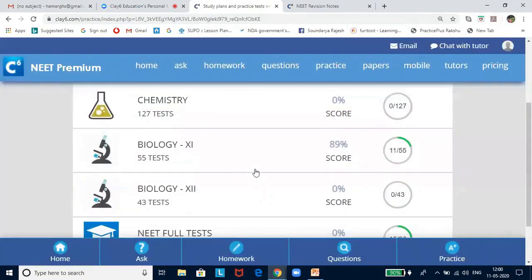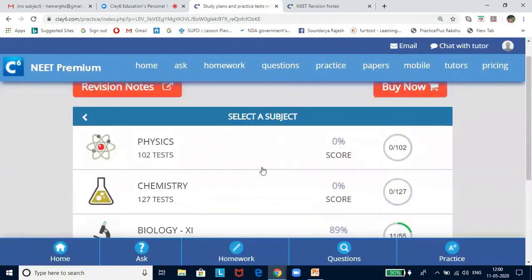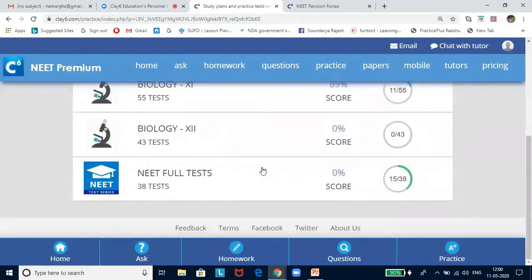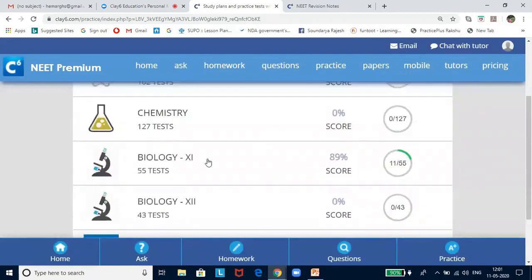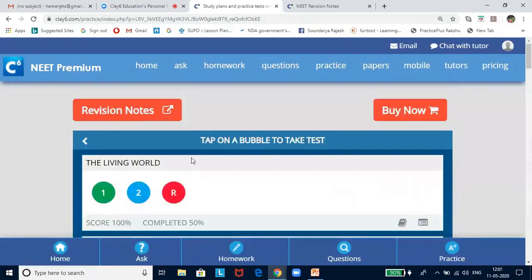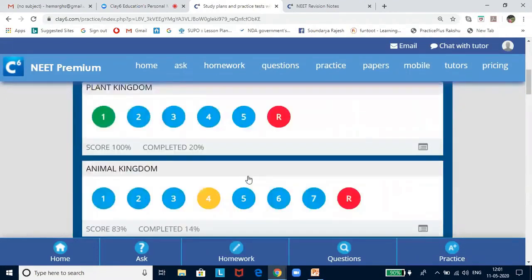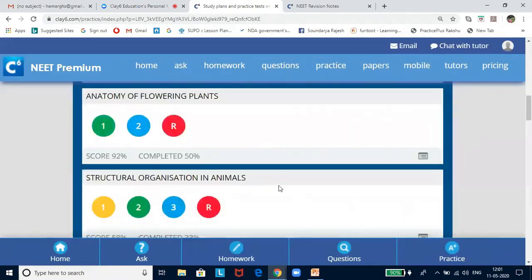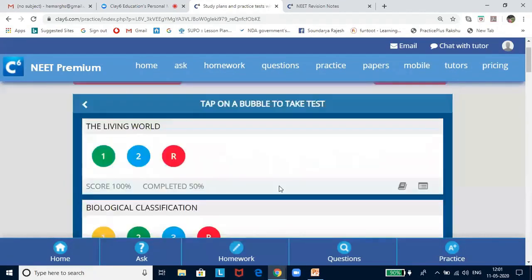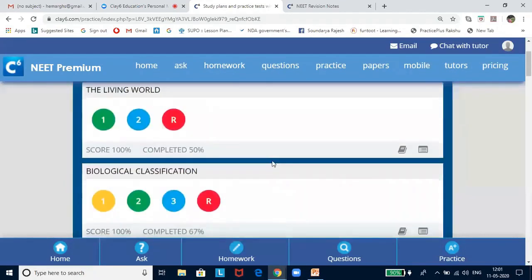Here you find a lot of tests in each and every subject: physics, chemistry, biology, and NEET full test. Now, if you click on biology 11th, since that's the chapter we are doing, you see a lot of chapter-wise tests here with bubbles inside them. So you might be wondering what are these bubbles? If it is green colored, it means the test has been completed.